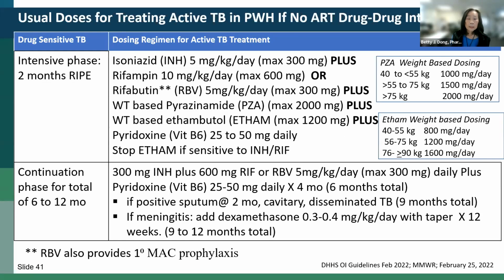So here are the current regimens for treating active TB if no antiretroviral drug-drug interactions. So we're still doing RIPE, which is isoniazid, rifampin or rifabutin, with PZA and ethambutol at the doses here. And of course, a continuation for a total of 6 to 12 months, depending on the TB activity. And you could stop the ethambutol if he's sensitive to INH and rifampin.